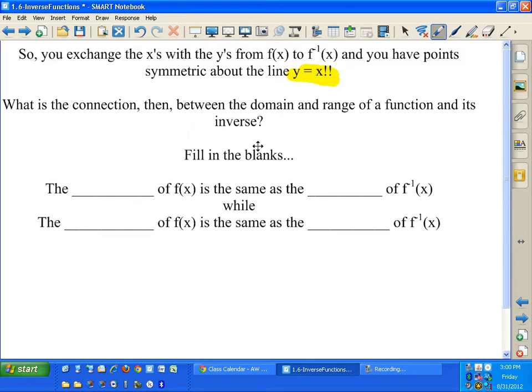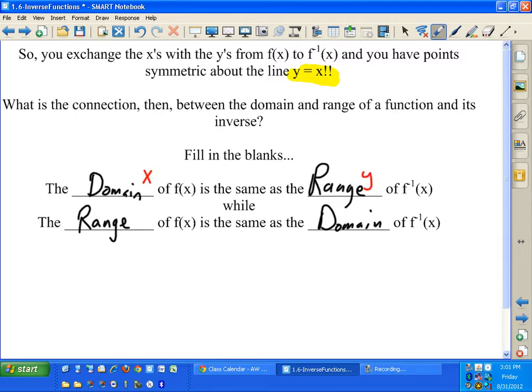And so the connection between the domains and ranges is this. The domain of f of x is the same as the range for the inverse of f of x, while the range of f of x is the same as the domain. Putting this in slightly different terms, the x of the f of x is the same as the y, and the y is the same as the x. We're just flip-flopping these places, and that's how we will solve for the inverse when we get there.